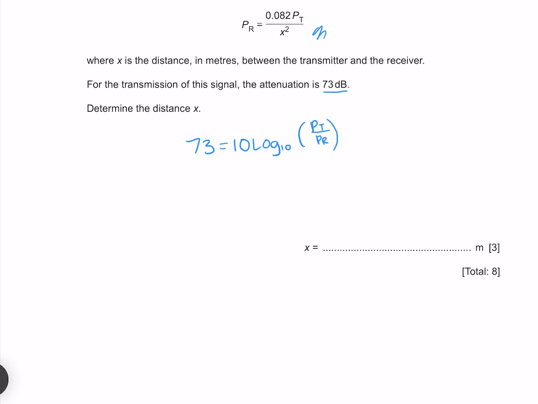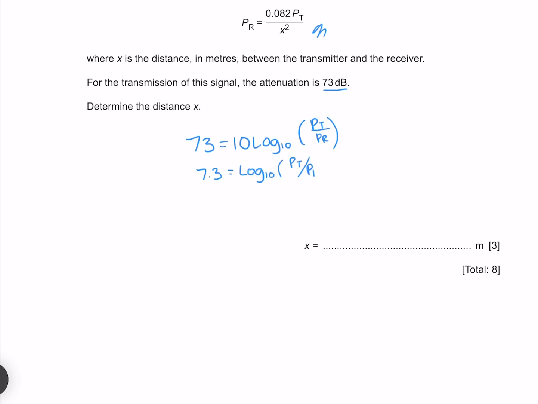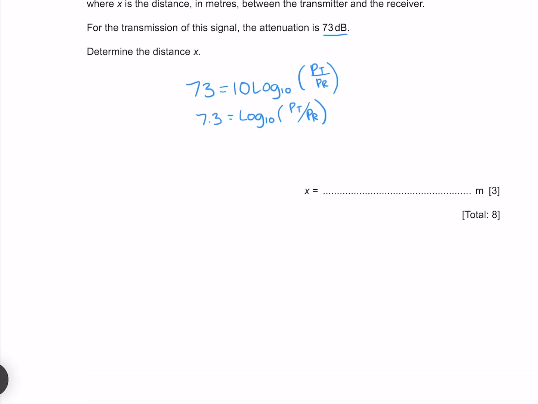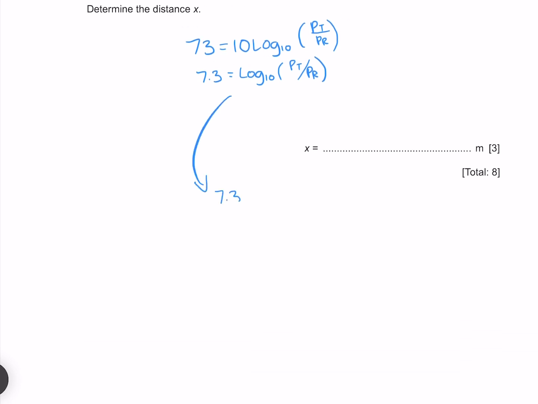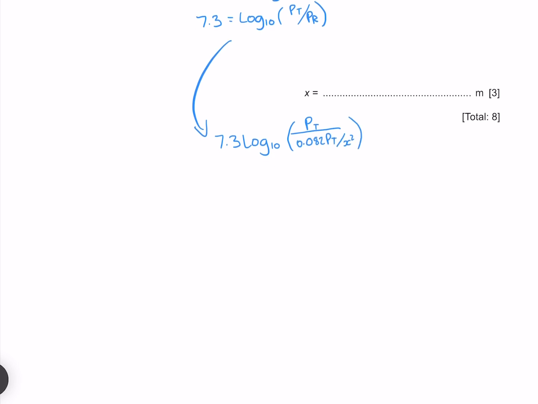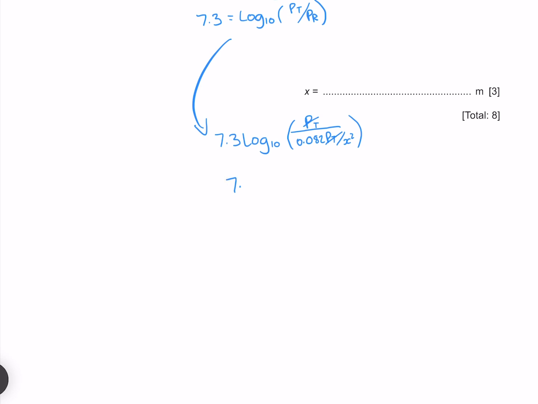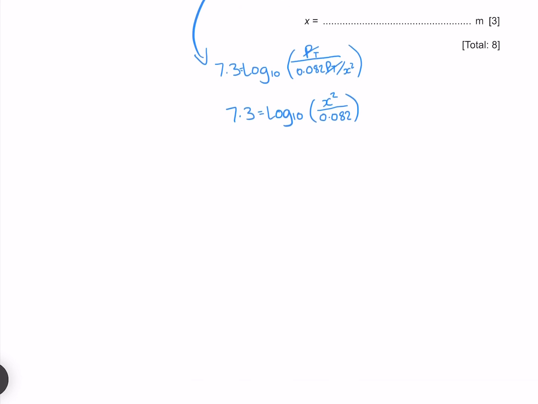Dividing both sides by 10, substituting for Pr, and we'll continue down here. Simplifying this down by dividing out our Pt, and because x squared is a denominator in a denominator, it moves up to the numerator. We now need to solve for x. To solve for something in a log, we need to remember the definition of a log. A log 10 is asking 10 to the power of what is equal to x squared over 0.082.